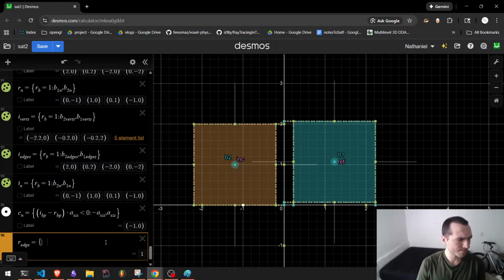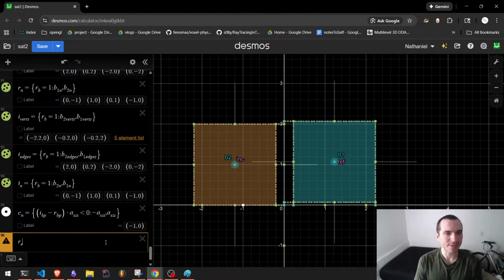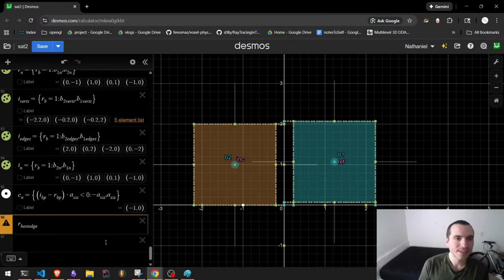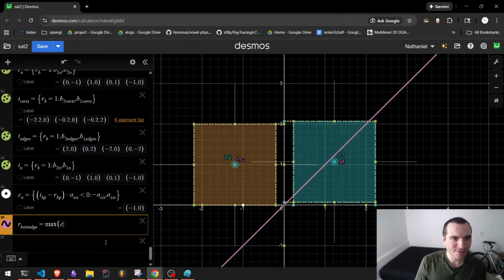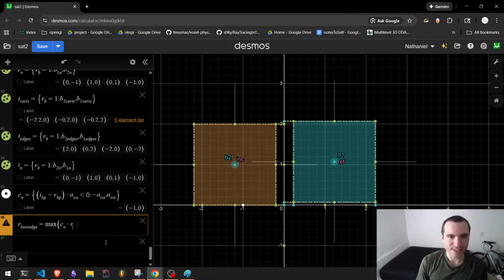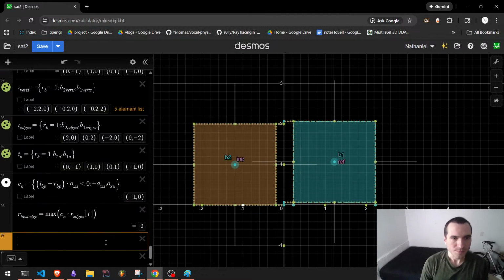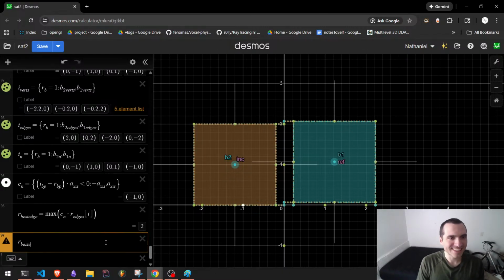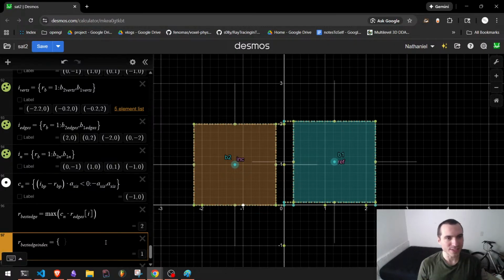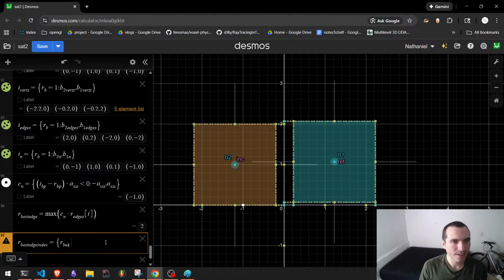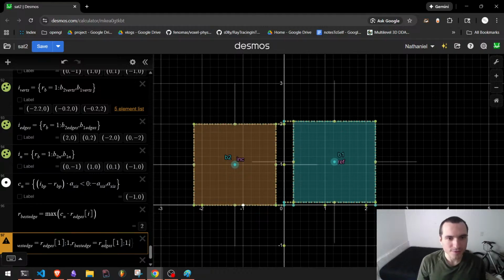Reference edge index, I'll just make it verbose for you. We'll just take best edge, the edge that best aligns with the collision normal. And that will be the maximum value of the dot product between the collision normal and all the edges. And then we'll do R best edge index equals, this will be piecewise, and we'll just compare every single one. Best edge equals R edges 1, or return 1, 2, 3, 4.